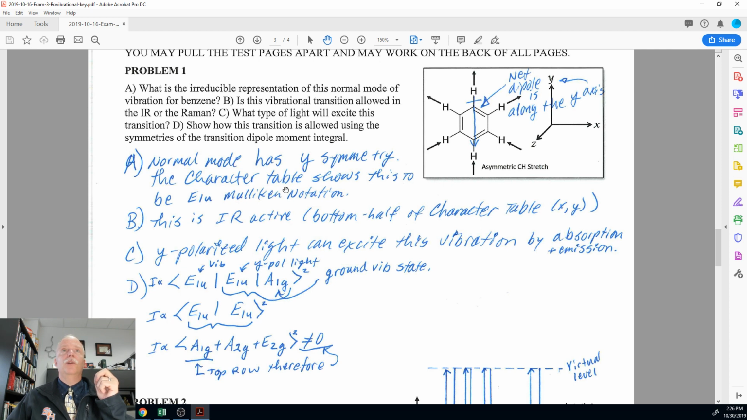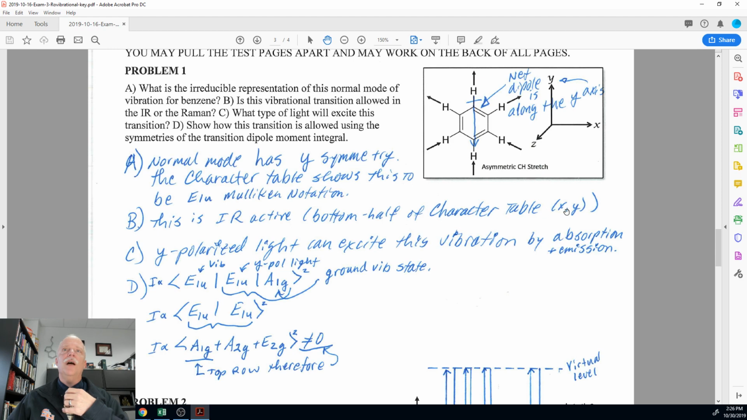So the irreducible representation is labeled with Mulliken notation, and that is E1u. Okay, letter B. Is this vibrational transition allowed in the IR or the Raman? If we look on that character table, it is a y vibration, and the single order vibrations, so x, y, z, those are going to be IR active.